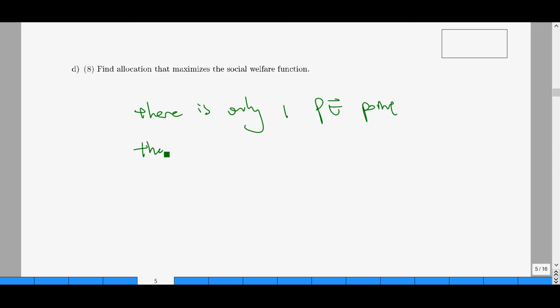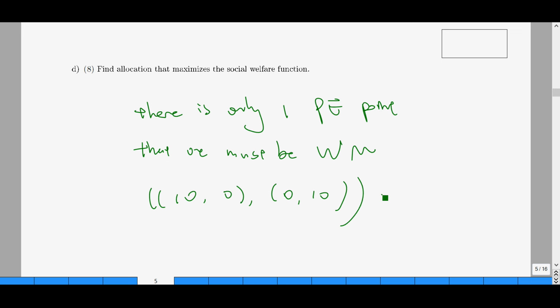So that one must be welfare maximizing. For the welfare maximizing one, you don't need to do anything. You just write down 10, 0, 0, 10. That is the welfare maximizing point.